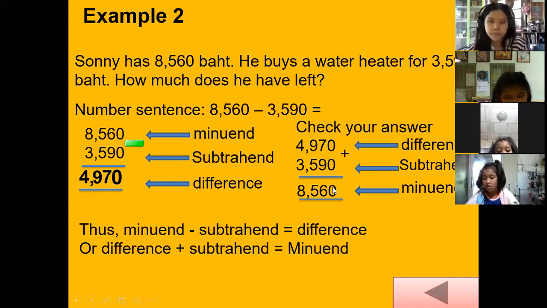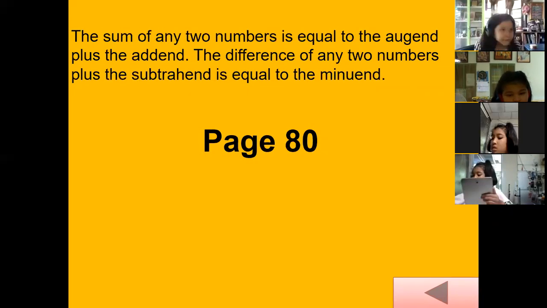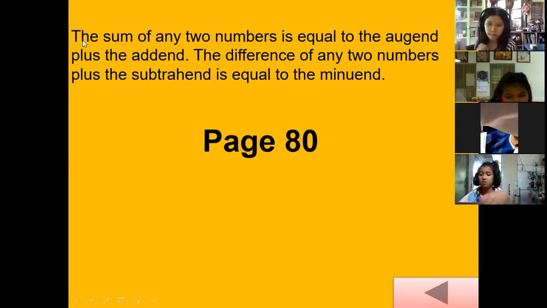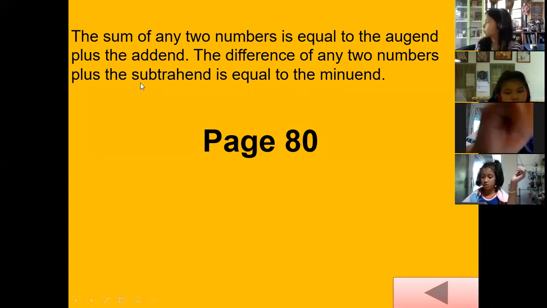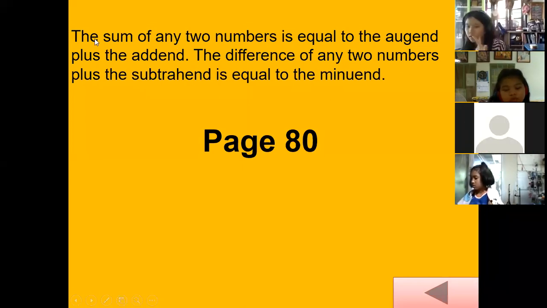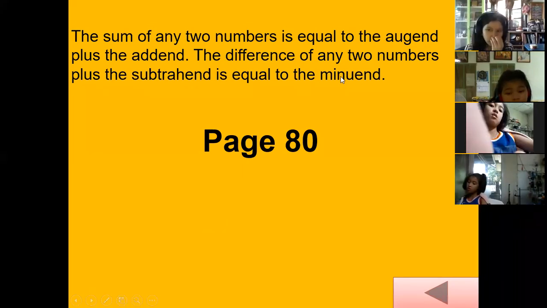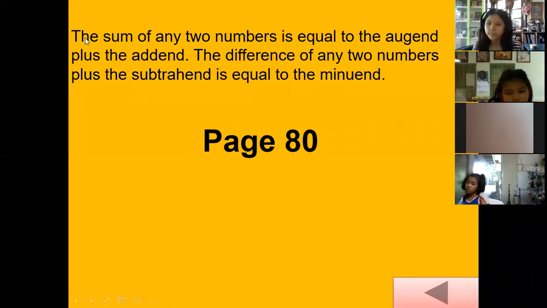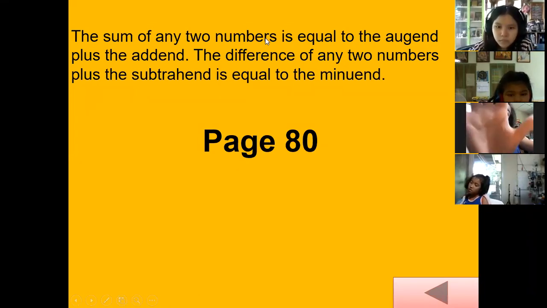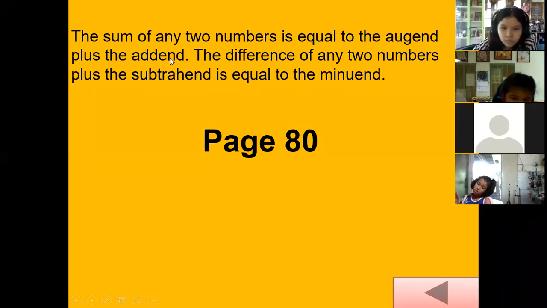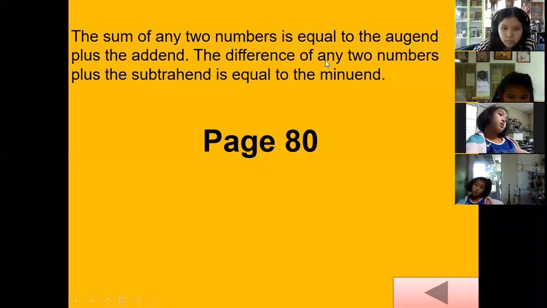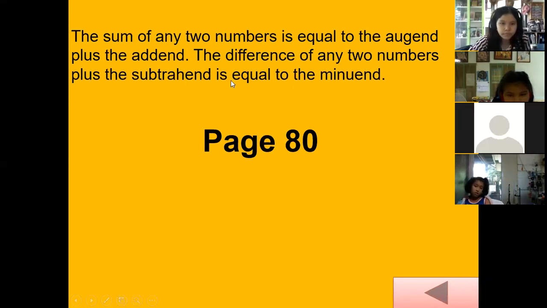Okay, this is subtraction. I know you can do this. So let's move to the next. Okay, you listen. I want you to understand something. The sum of any two numbers is equal to the addend plus the addend. The difference of any two numbers plus the subtrahend is equal to the minuend. Let me say it slowly.